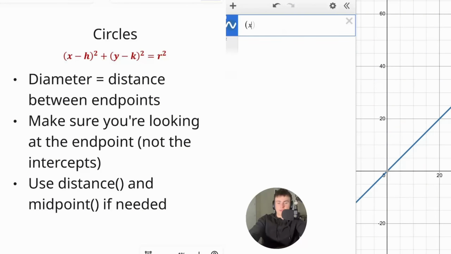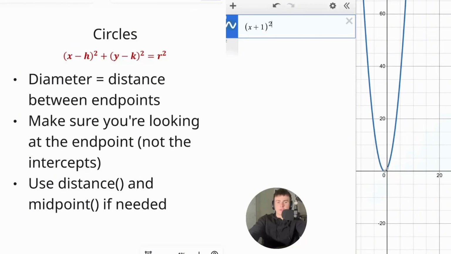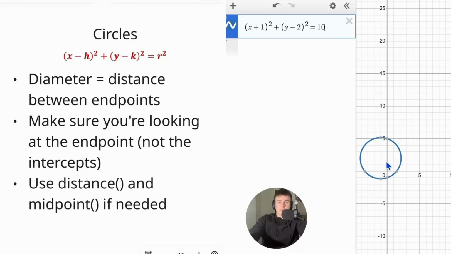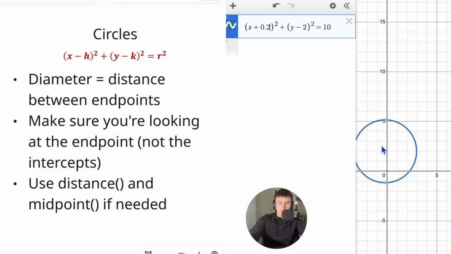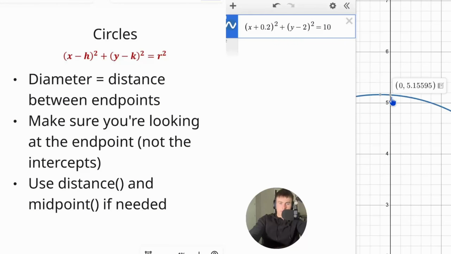So next, make sure you're looking at the endpoint and not the intercepts. This is a big mistake I see a lot. Let's say you have (x + 1)² + (y − 2)² = 10. And you're trying to find the diameter here, or the radius, whatever. A lot of people will mistakenly look at the wrong point. Let's say this is like a little bit closer. This is really hard to tell which is the endpoint because you have a gray dot here and a gray dot here, right? But if you look closer, this is actually the intercept. That is not the endpoint. This is the endpoint right here.